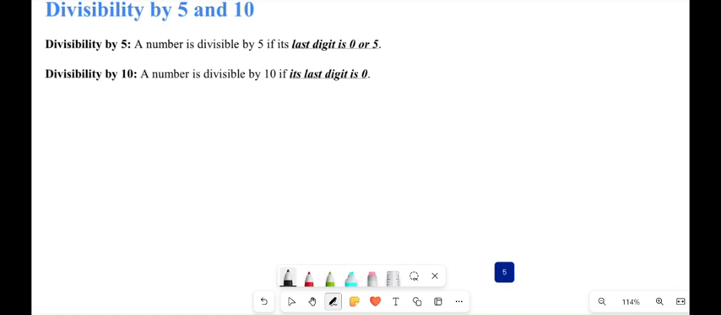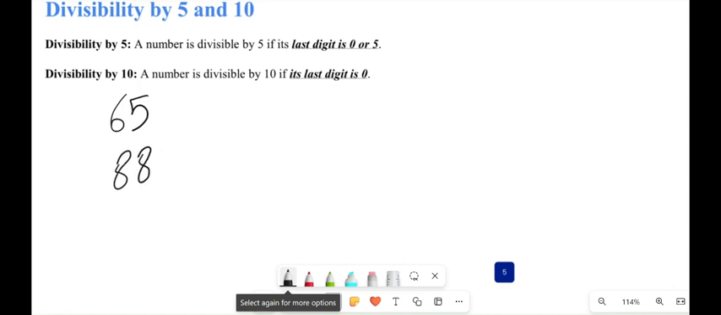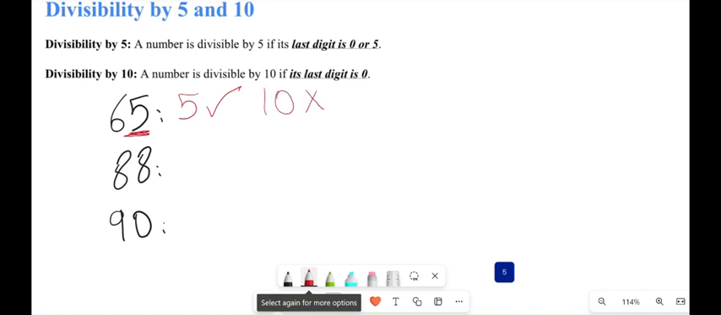All you need to do for 5 is to see if the units digit is 0 or 5. And all you need to do for 10 is check if the units digit is 0. So, for example, let's take the numbers 65, 88, and 90. Looking at the units digit of each number, for 65, the units digit is 5. This means this number is divisible by 5, or in other words, 5 is a factor of 65. However, because this digit is not a 0, this number cannot be divided by 10.